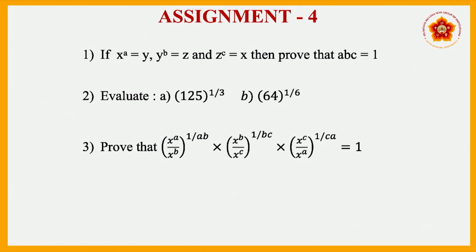Prove that (x^a divided by x^b) whole raised to the power of 1 by ab, multiplied by (x^b divided by x^c) whole raised to the power of 1 by bc, multiplied by (x^c divided by x^a) whole raised to the power of 1 by ca, equal to 1.